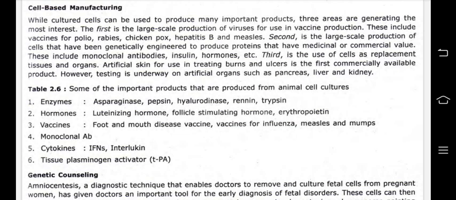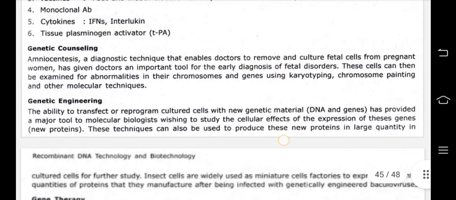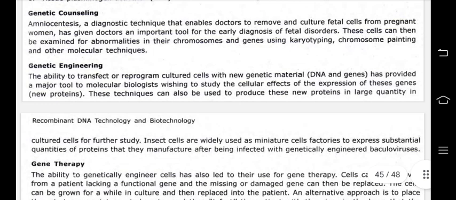Some of the important products that are produced from animal cell cultures: enzymes, asparaginase, pepsin, hyaluronidase, renin, and trypsin. Hormones: luteinizing hormone, follicle stimulating hormone, erythropoietin. Vaccines: foot and mouth disease vaccine, vaccines for influenza, measles, and mumps. Monoclonal antibody, cytokines, IFNs, interleukin. Tissue plasminogen activator, TPA.